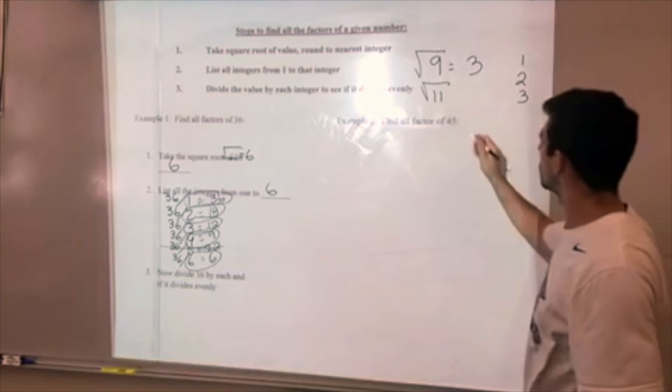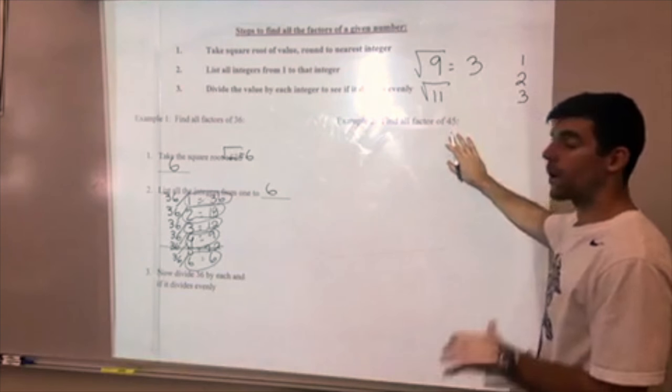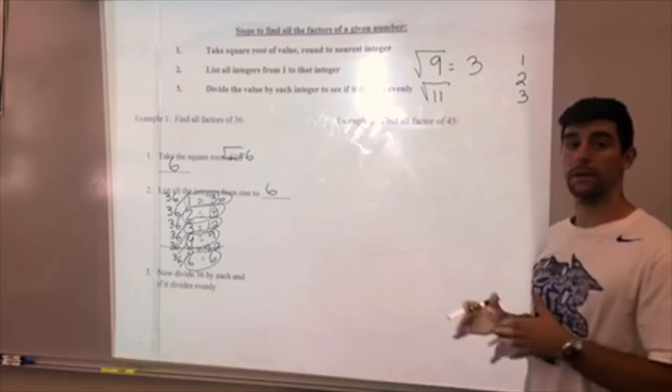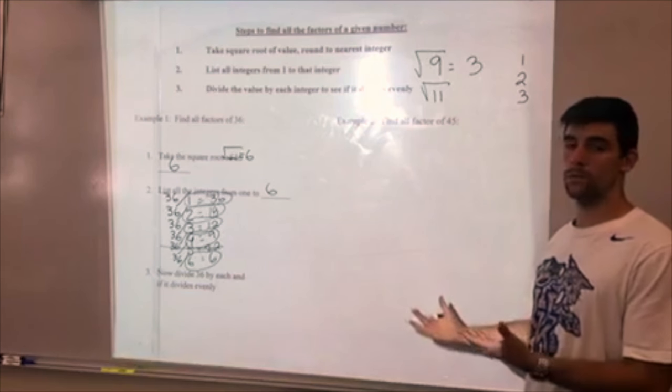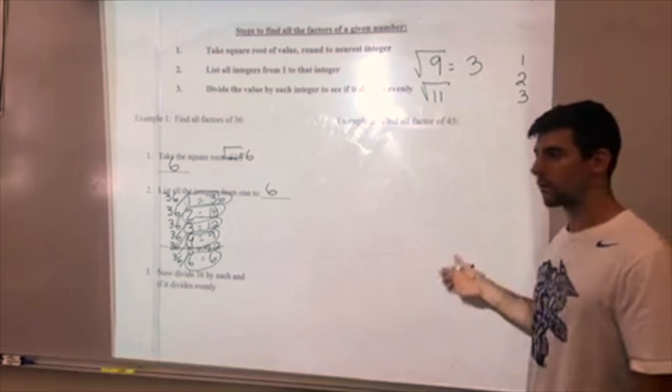Looking at example 2, this is find all the factors of 45. We're going to start the same way. It would be really cool if you would pause the video and try it completely on your own first and see if you can do this without me walking you through. If you feel like you need another example, then just follow along.